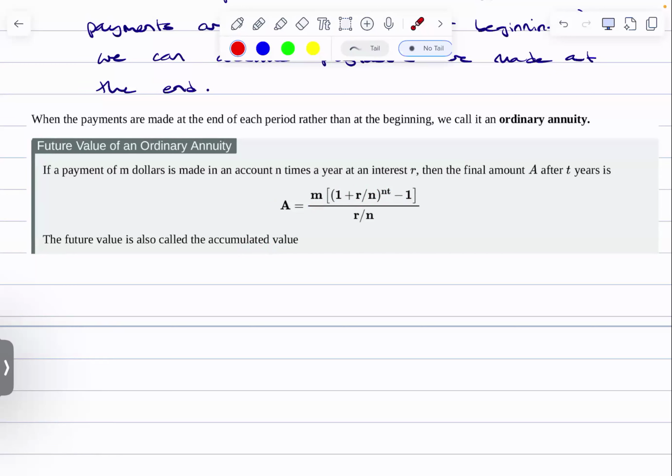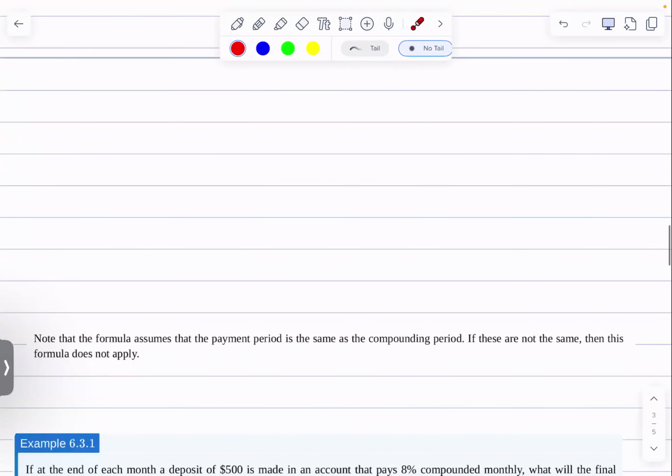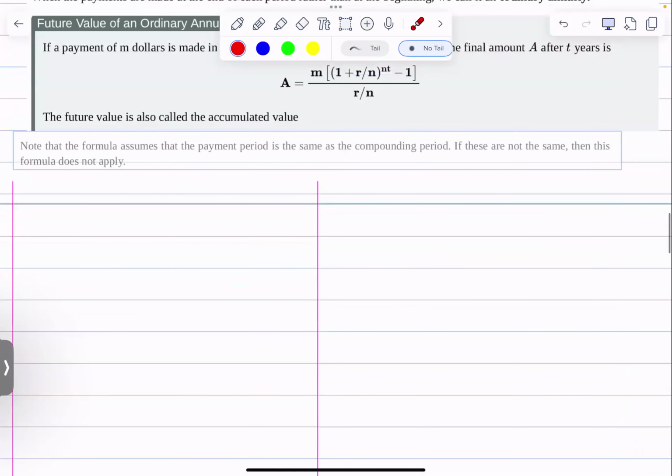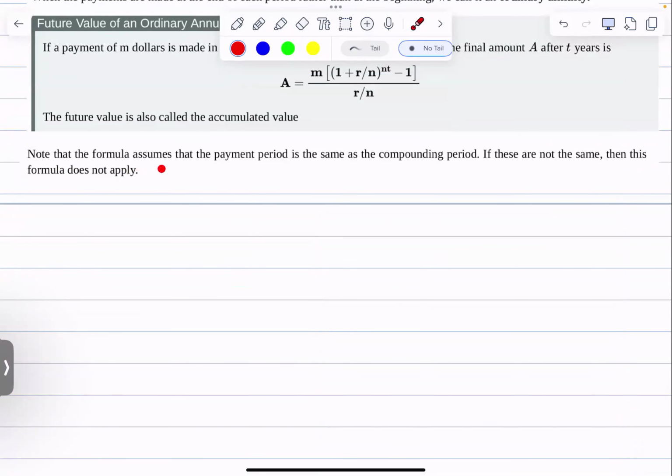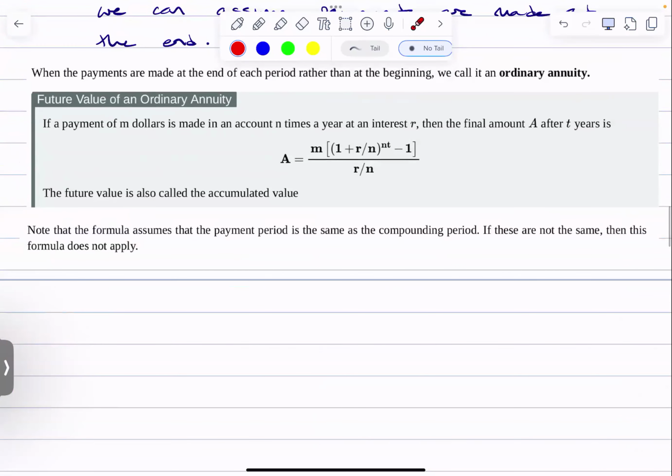Now, notice that the formula assumes that the payment period, right, because a payment of M dollars is made into the account N times per year, which means N is also our compounding frequency, right? And so what we're saying is that the payment period is the same as the compounding period. If they're not the same, then we can't use this formula anymore.